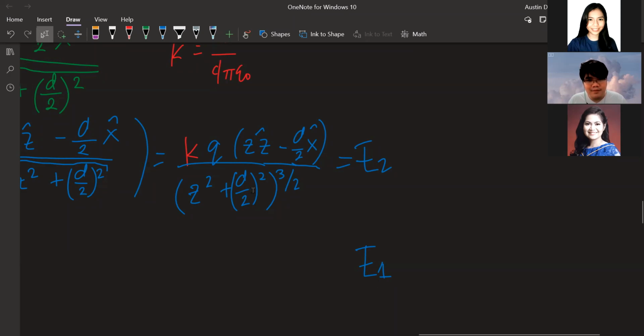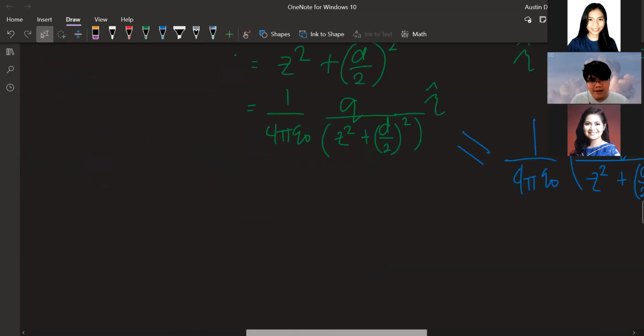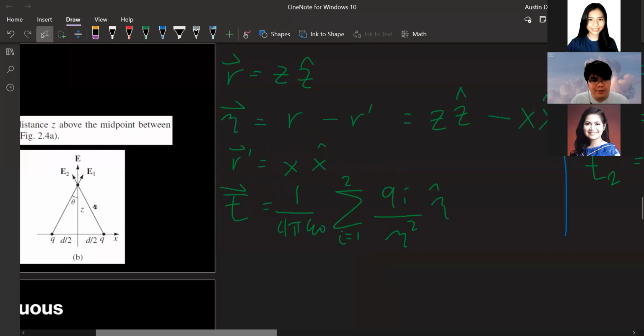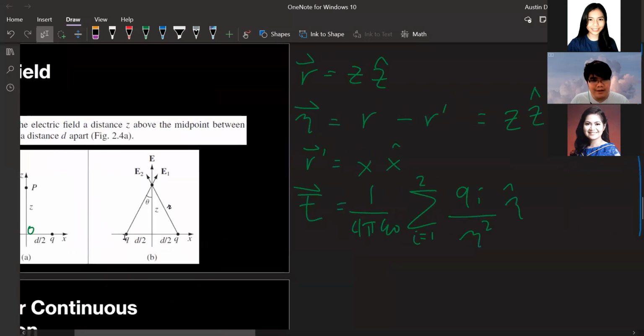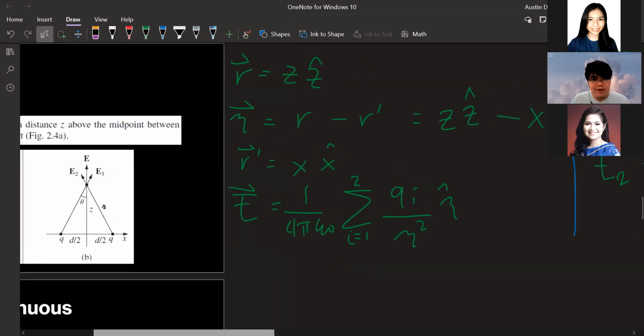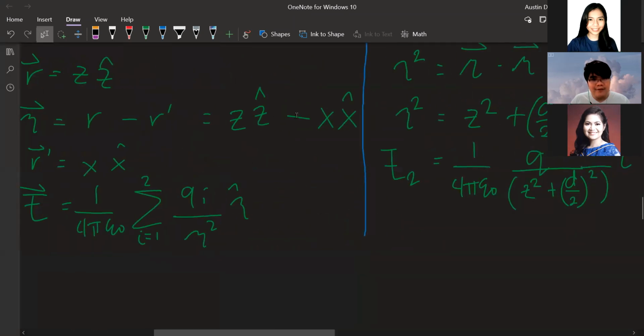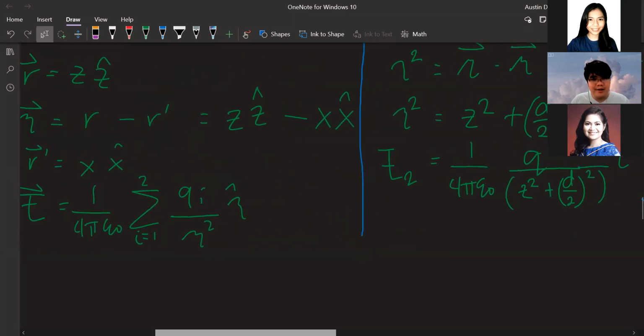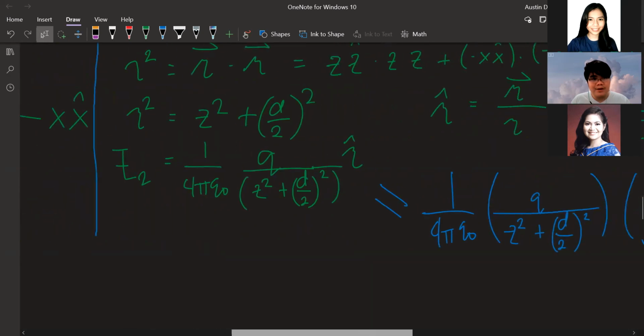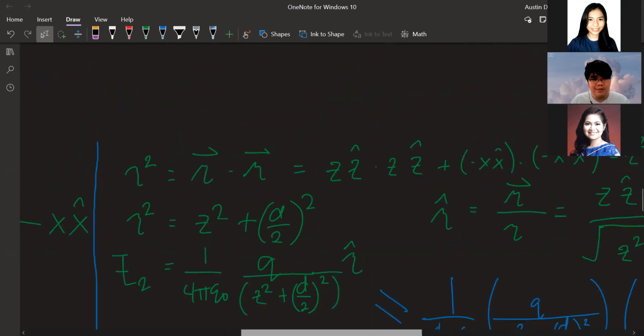D over 2. Okay, very good. So, when we repeat our problem, we notice that the D over 2, the other one, is what we'll consider. And the direction of that will be negative X hat. So your R prime will be negative X hat. And then from here, it becomes positive, and so on and so forth. Those are the only things that will change.